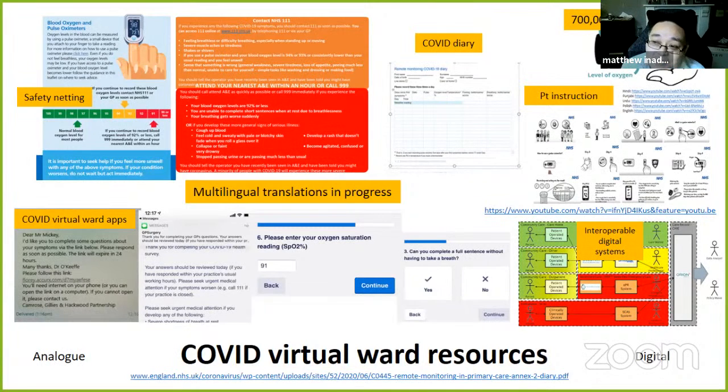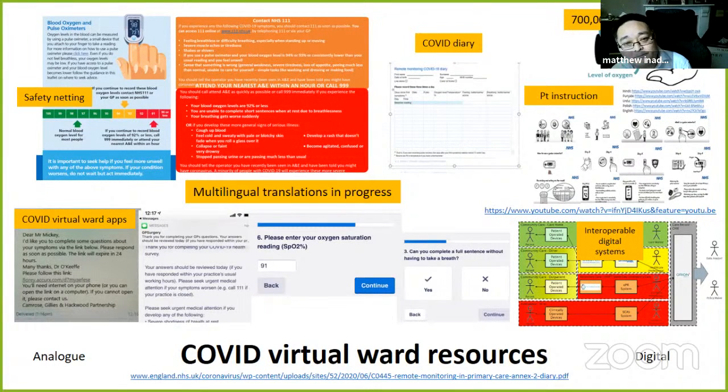It's been translated into all languages as well, and we have purchased a lot of oximeters to support this program now. Multilingual translations are in process. We have apps, and we have a future possibility of interoperable digital systems that are shared for the care of not only COVID, but all conditions across entire healthcare systems. This necessity is the mother of invention, and there is a lot of focus on this right now to develop integrated care systems that will be a system that's fit for purpose.